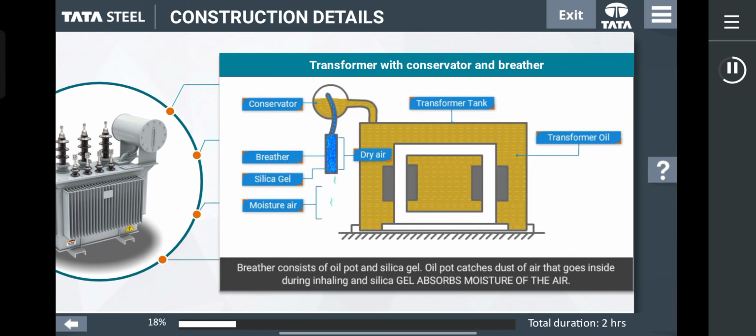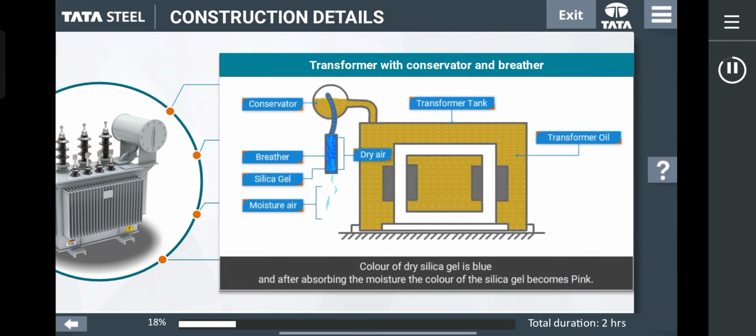Breather consists of oil pot and silica gel. Oil pot catches dust of air that goes inside during inhaling, and silica gel absorbs moisture of the air. Color of dry silica gel is blue, and after absorbing the moisture, the color of the silica gel becomes pink.